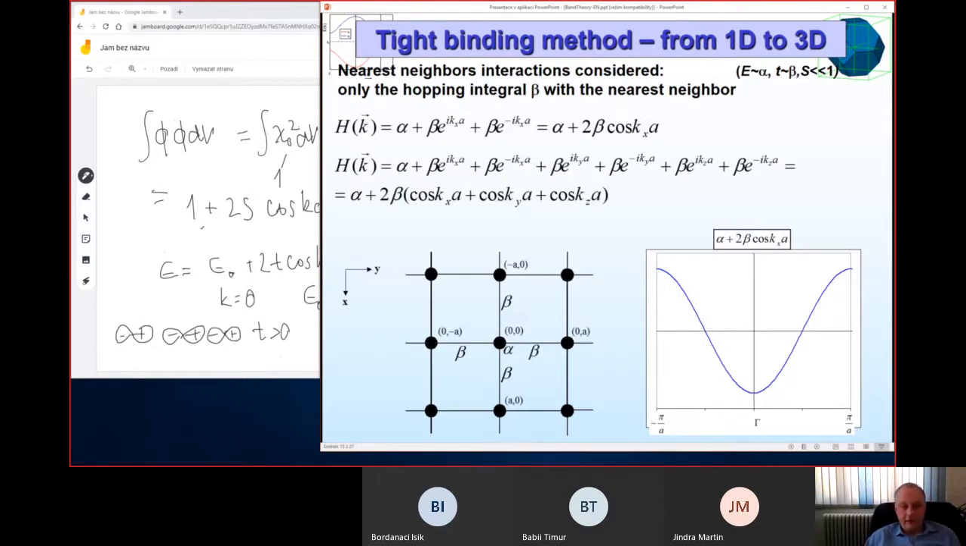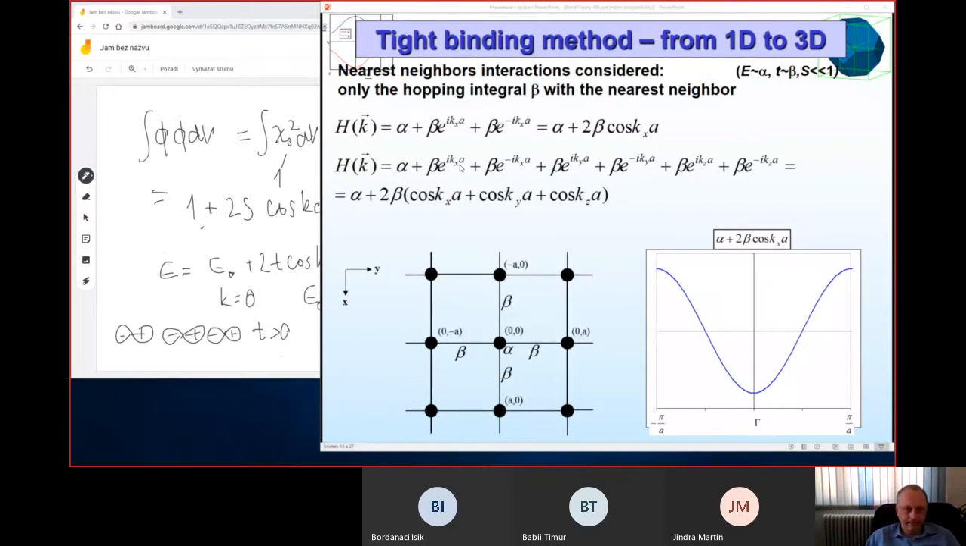Here we have a generalization to two dimensions. Each orbital within a given unit cell has 4 nearest neighbors, but for a three-dimensional cubic lattice it would have 6 nearest neighbors. And the corresponding band would also be larger.